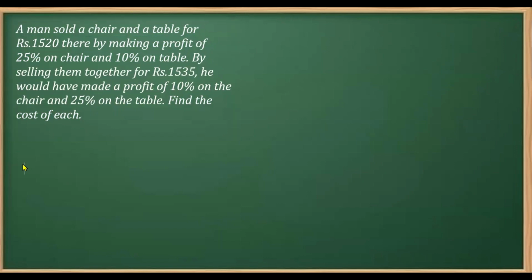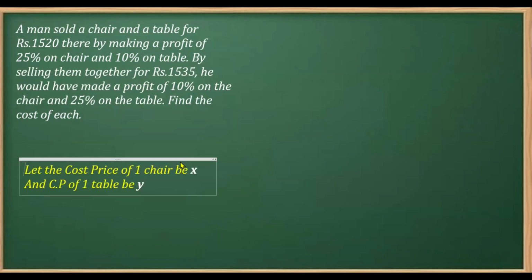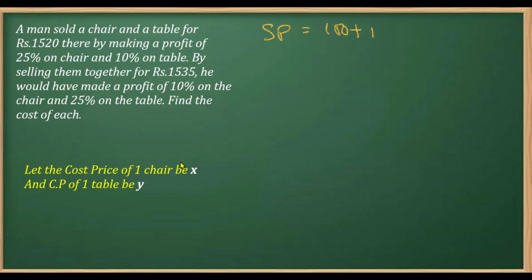So this is what we'll do. We'll begin writing the statement. Let the cost price of a chair be X, and that of a table be Y. Now, what do we know? We know this relation that selling price is obtained as 100 plus profit percent over 100, multiplied by CP.